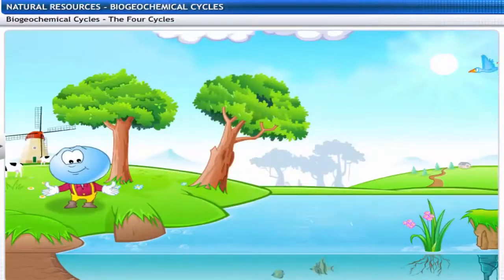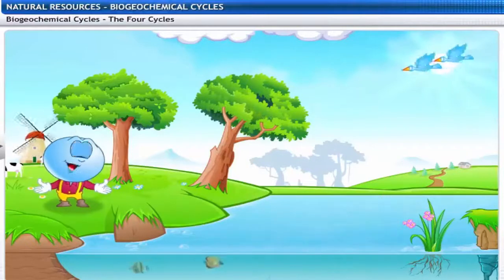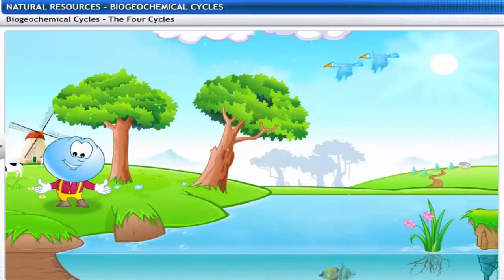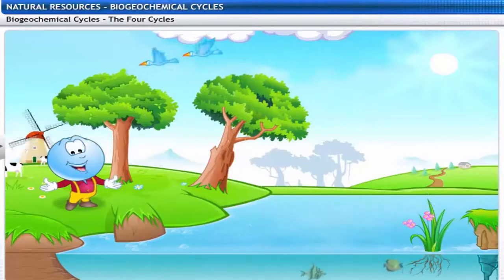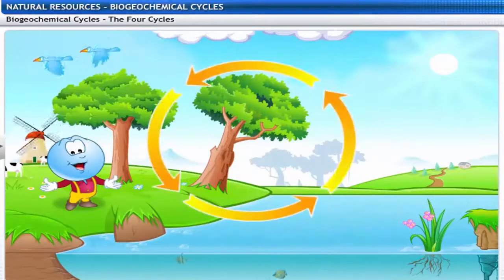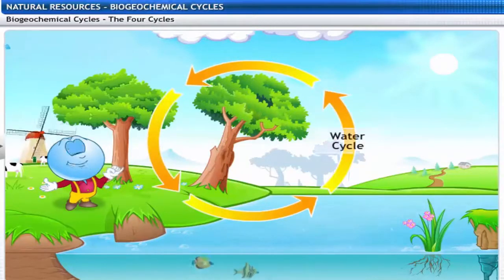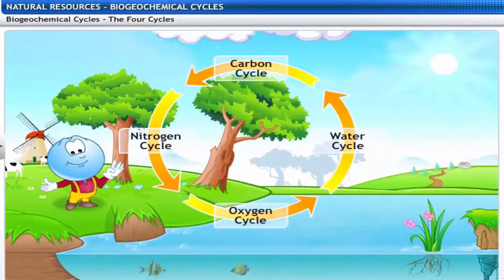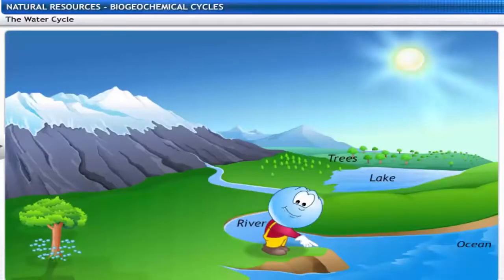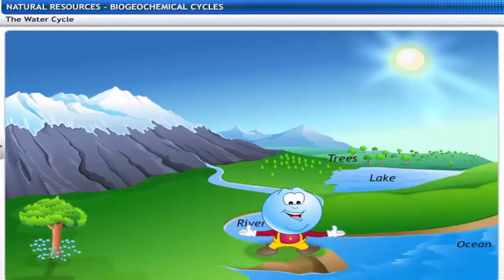Hi there, I'm Oxy. I shall join you on this journey to explore the different biogeochemical cycles. Do you know the 4 most important biogeochemical cycles? They are the water, nitrogen, carbon, and oxygen cycles. We know that water evaporates from water bodies. But have you ever seen seas and oceans drying up? Well, they never do, thanks to the water cycle. Let's see how.